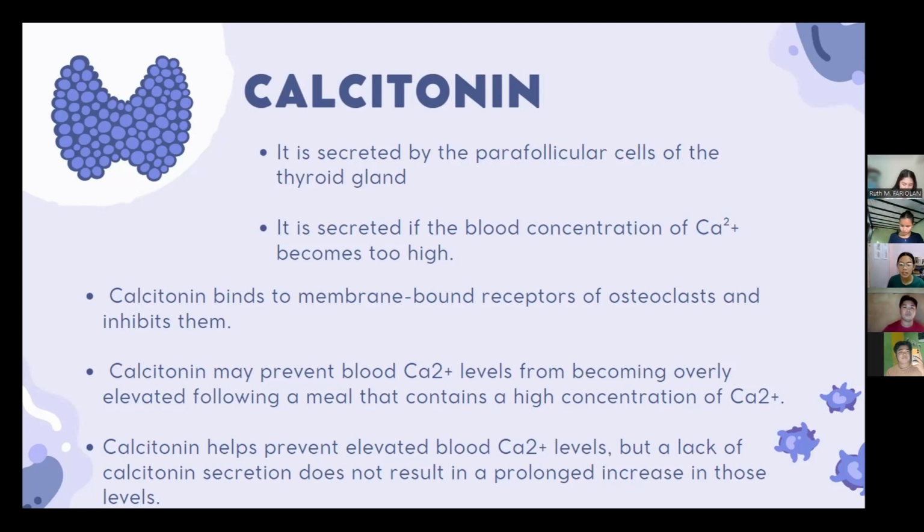Next, calcitonin helps prevent elevated blood calcium levels, but a lack of calcitonin secretion does not result in a prolonged increase in this level. So a deficiency in calcitonin secretion does not lead to a sustained increase in blood calcium levels. Other regulatory mechanisms, such as the action of parathyroid hormone, compensate for the absence of calcitonin, ensuring that blood calcium levels are maintained within the appropriate range.